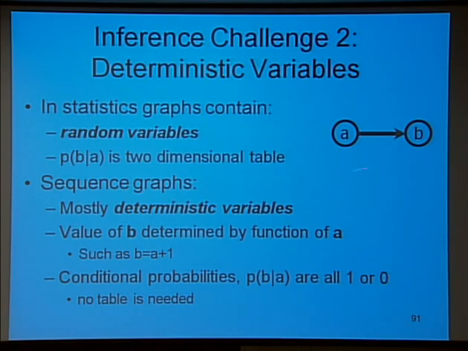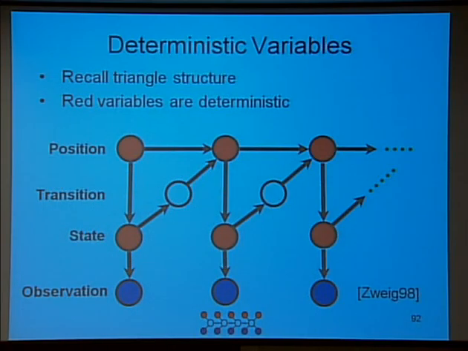And keep in mind, even though it's deterministic, it still is multi-valued. It still has a marginal over its possible values. It's just that its conditional probability is deterministic. And this is just demonstrating this, that if you remember the triangle structure, the red variables are deterministic, and the white variable is the only random variable. And then the observation doesn't require a lot of computation.